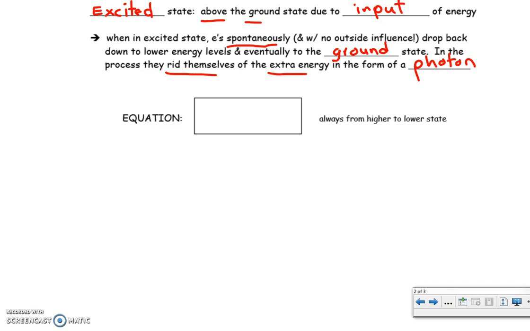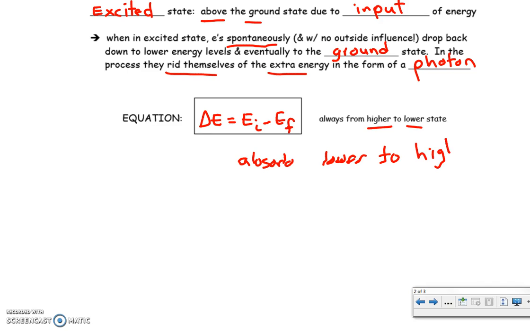So the equation we want to understand for this energy is that a change in energy from an excited state to a different state is simply the energy of one state minus the energy of the other state. And when we do this, we always drop from a higher to a lower state. When we absorb energy, you go from lower to higher. Sorry about that, that's this smartboard. And then when you emit energy, it's simply higher to lower. And that's important.